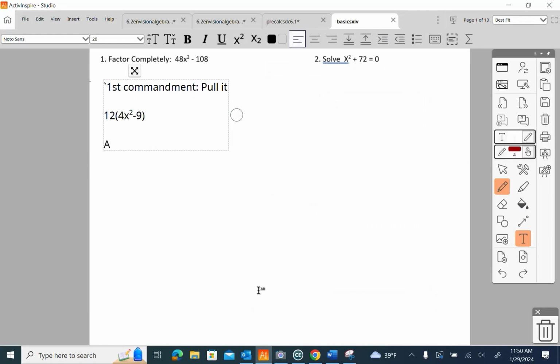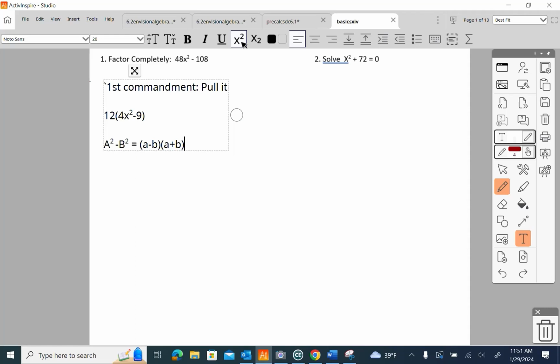Now, I am familiar with this pattern, a squared minus b squared, is equal to a minus b times a plus b. And I know there's a whole bunch of y'all out there, and this is really sad, but you don't know that the square root of 4 is 2, and you don't know that the square root of 9 is 3. That's the problem.